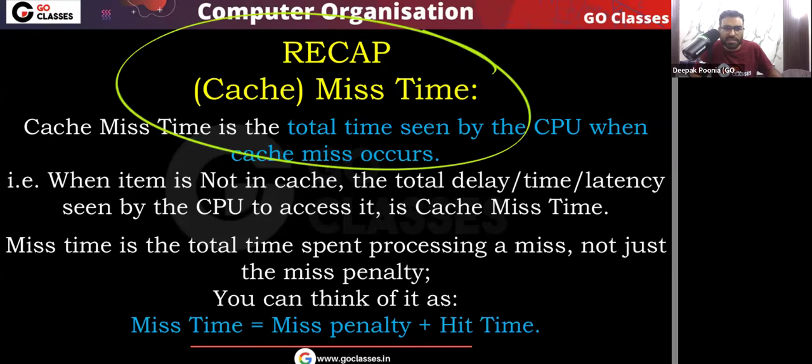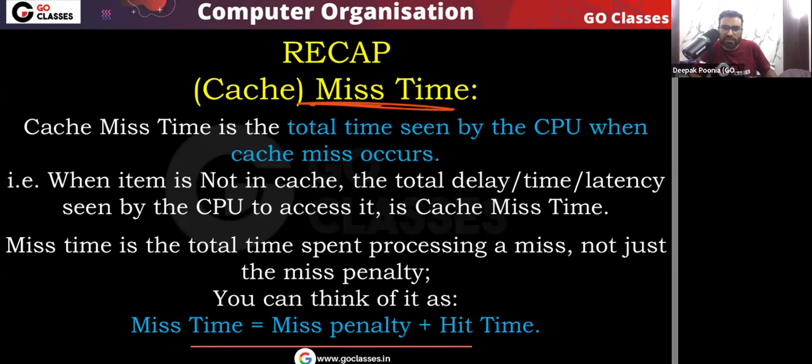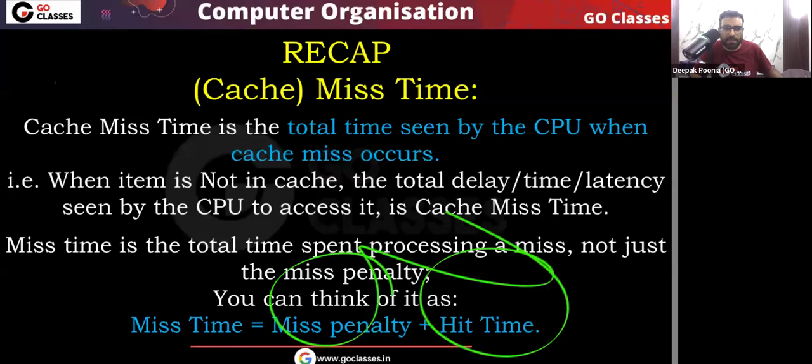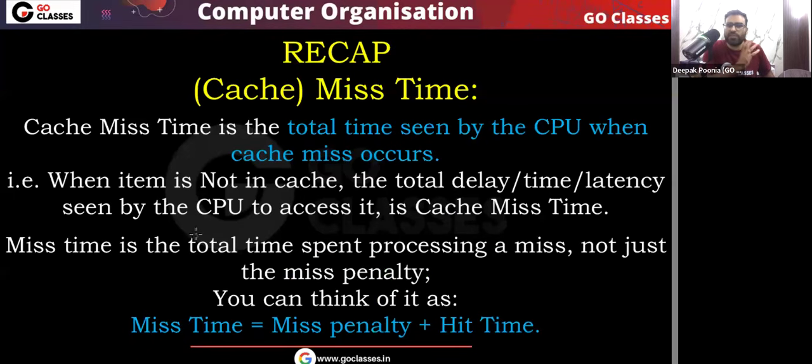This is a recap. In the previous lecture, we saw the definition of miss time. Miss time is basically the total time seen by the CPU when there is a cache miss. And this miss time definition is used as miss penalty by Carl Hamacher. Remember, in the previous lecture we saw miss time is equal to miss penalty plus hit time. But according to Carl Hamacher's definition, the miss penalty itself is the same as miss time. The miss penalty includes the cache memory hit time, the cache memory access time. I hope you understood this point.